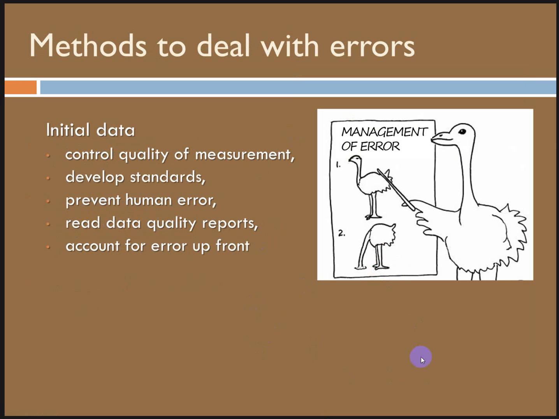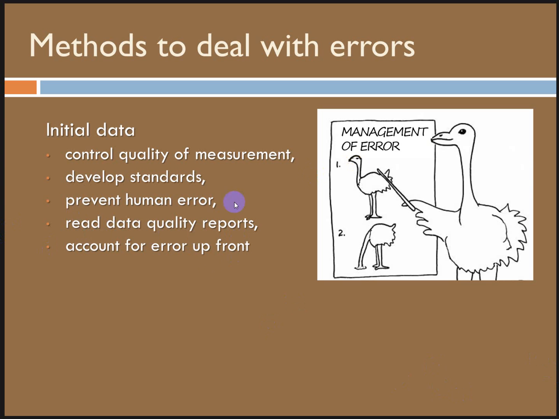So dealing with error, visual inspection is a great way to deal with error, to be totally honest with you. Sometimes you just have to look at it and see what you've got. You can control the quality of your measurements up front. You can develop standards. You can follow standards. You can try and minimize human error. I love the word prevent. You really cannot prevent human error. But you can certainly try and minimize it or account for it.